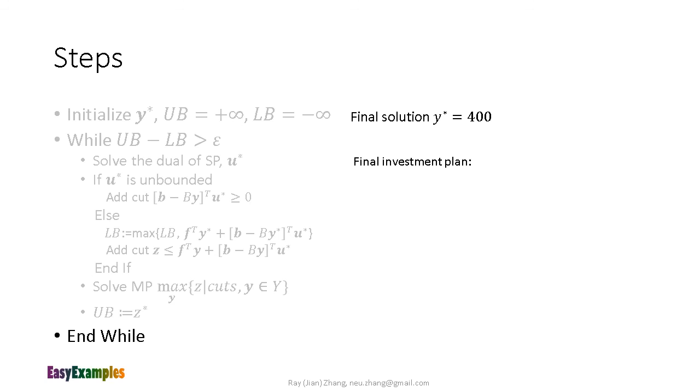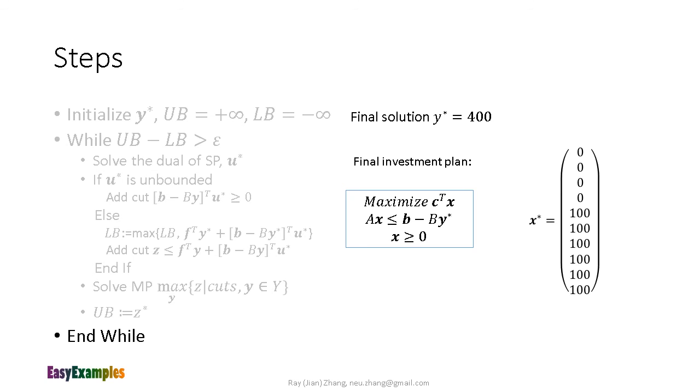In order to get the optimal investment plan, we should solve the primal subproblem given y star equals to 400. And here is the result. It means we should not buy the fund F1 to F4 and should buy $100 of F5 to F10. And this result is consistent with our initial guess of the result. That is, buy $100 of F5 to F10 and put the rest money in saving account.